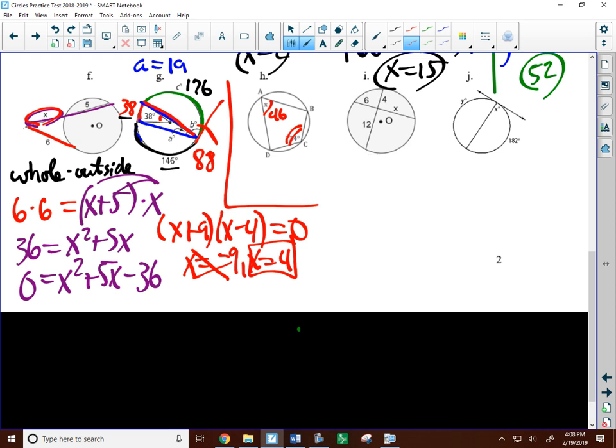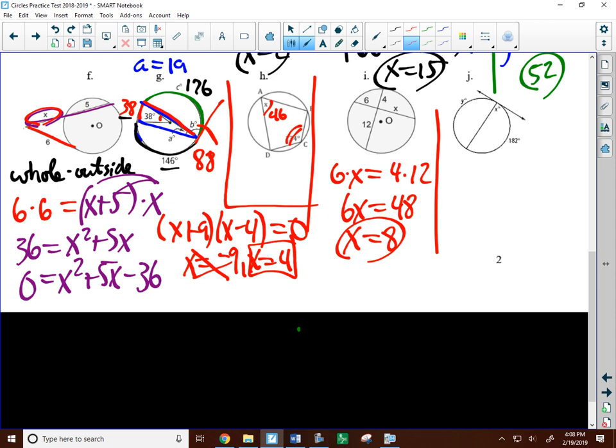Opposite angles of an inscribed quadrilateral are supplementary, so we subtract from 180. In part I, it's the same one. Just to give you another one of these, I guess I'd be a little overboard here, but 6 times x and 4 times 12. So we get 48 and 6x, and then divide, so we get 8.